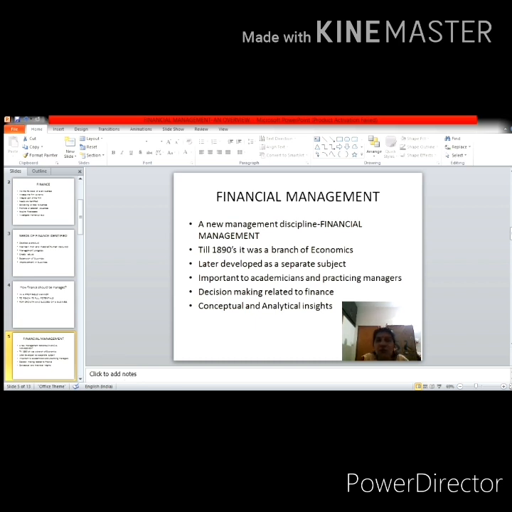Now, we are going to the topic financial management. Actually, financial management is a new management discipline and it was a branch of economics till the 1890s. Only then there was a lot of transformation in financial management. It was a branch of economics. Only later it was developed as a separate subject. And when it was developed as a separate subject, its importance was sought by the academicians and practicing managers.